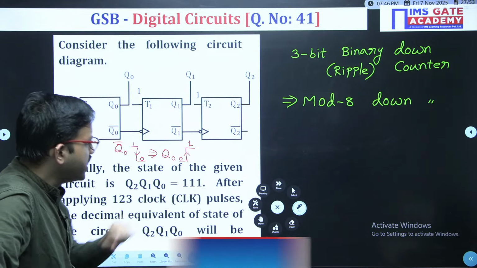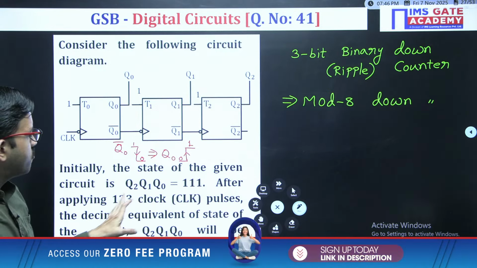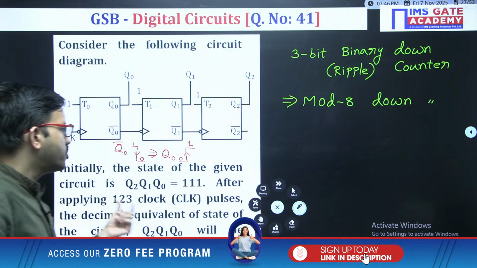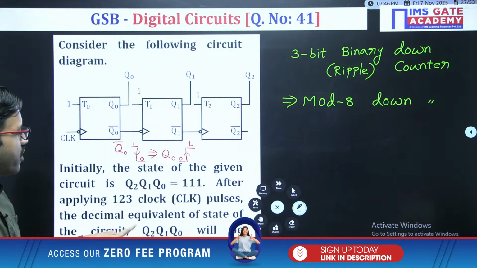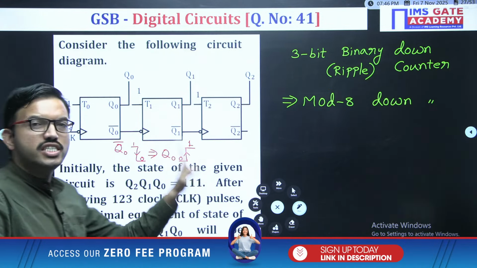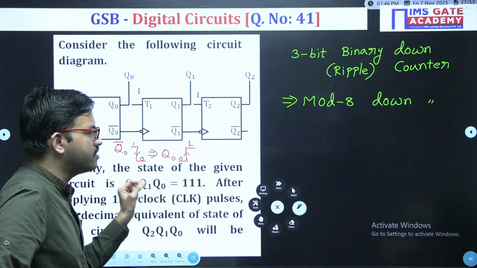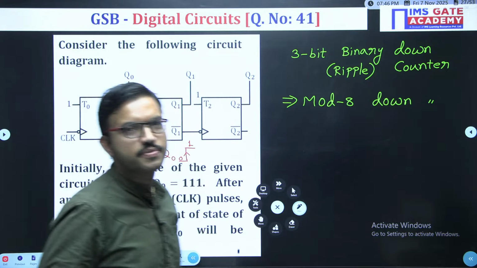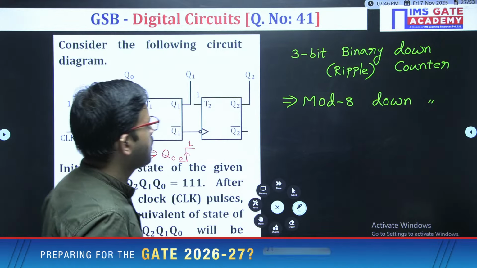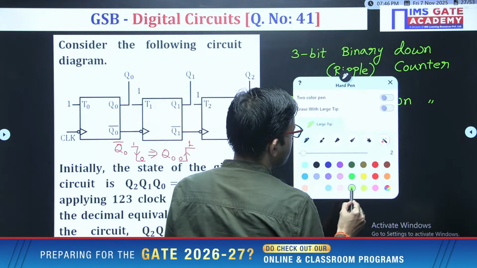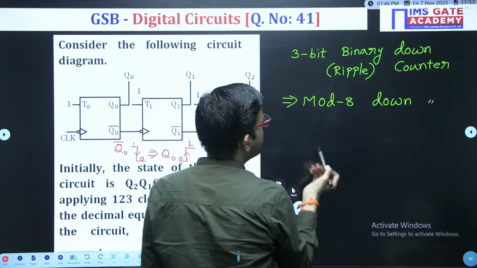Initially you are having this state. After applying 123 clock pulses, whatever state you are getting, for that state you have to convert in decimal. See, currently we are solving the question of sequential, but I have combined one of the concepts that you learned in the first chapter. That is the beauty of our subject. So once again you can perform modular division operation.